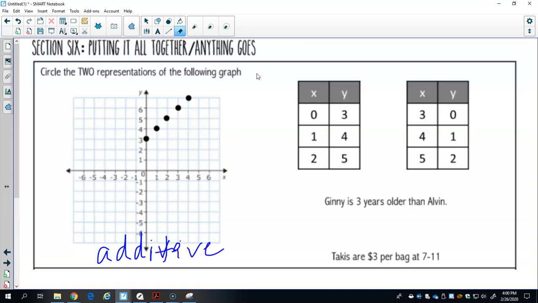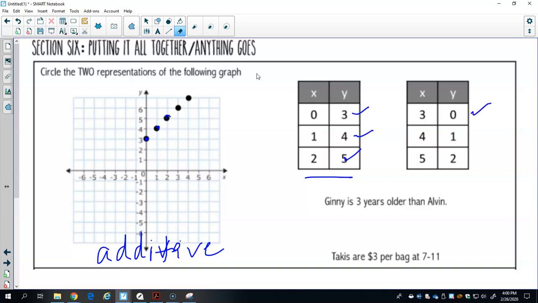Okay, that might be important. If I look at the graph, now I'm going to look at the different tables. First, I'm going to look at this table. I'm going to plot 0, 3. That's there. 1, 4. So I'm just plotting these. And then 2, 5 is there. So that works. But I'm going to try the other table too.